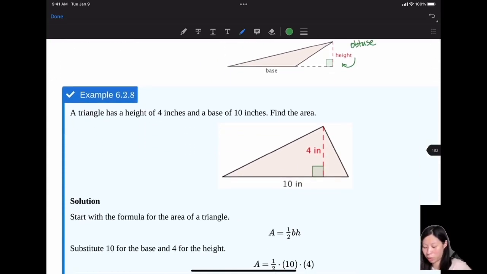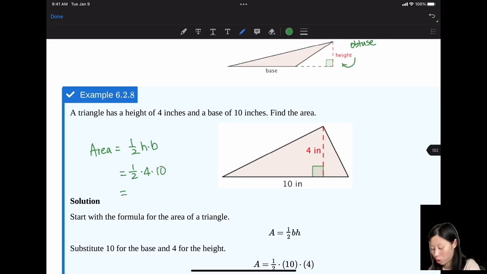Okay, so for example, this one: a triangle has a height of 4 inches and a base of 10 inches. Find the area. So the area is equal to half height times the base. So half, height is equal to 4, the base is equal to 10 inches. When you multiply together, you have 20 square inches.